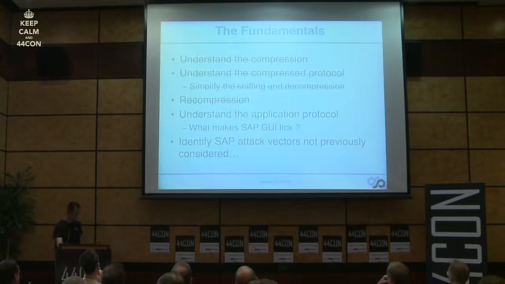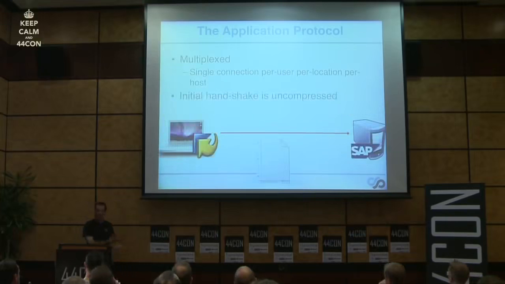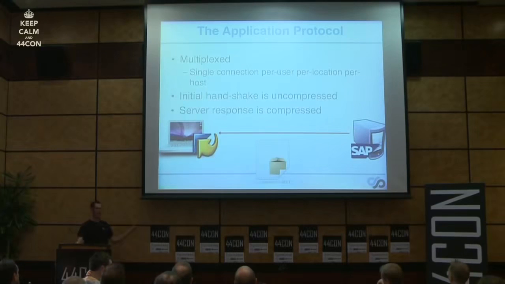Now, if we have a look at the application protocol, basically what makes SAP GUI tick, there's a bunch of stuff over here. Basically, it's multiplexed. There's a multiplexer, which means that there's a single connection per user, per location, per host. If I fire up a second session window, it doesn't establish a new connection. It actually runs through the original connection. The initial handshake is always uncompressed. The first message from the SAP GUI to the server is always an uncompressed message which contains a bit of information, and the server response is compressed.